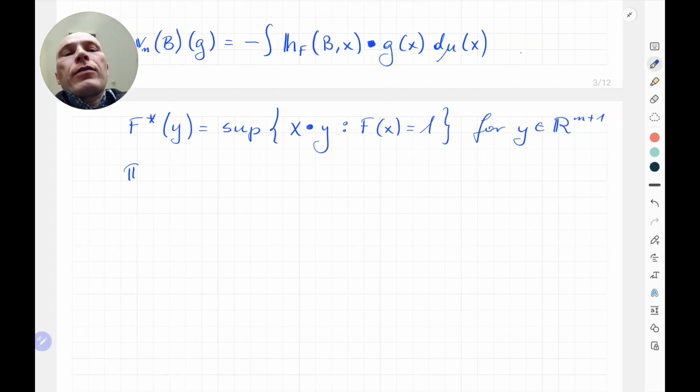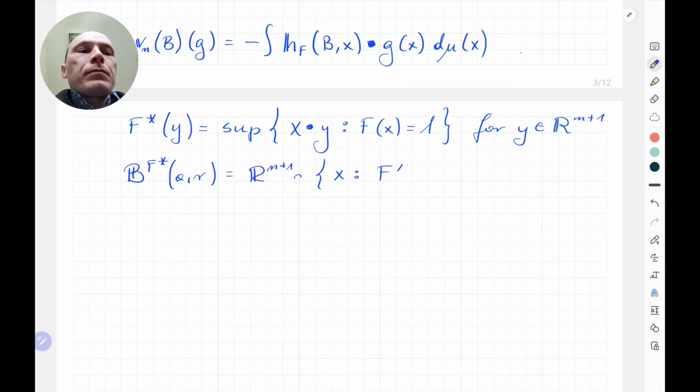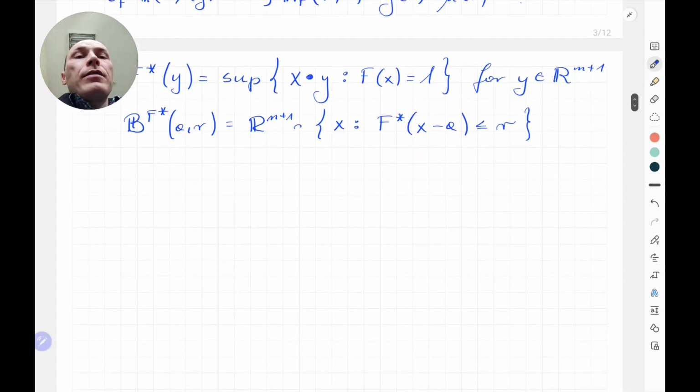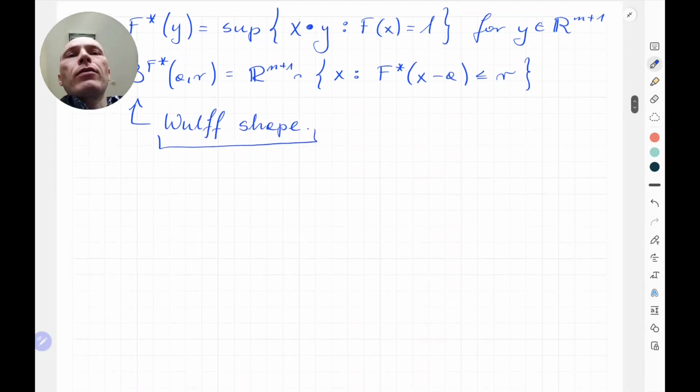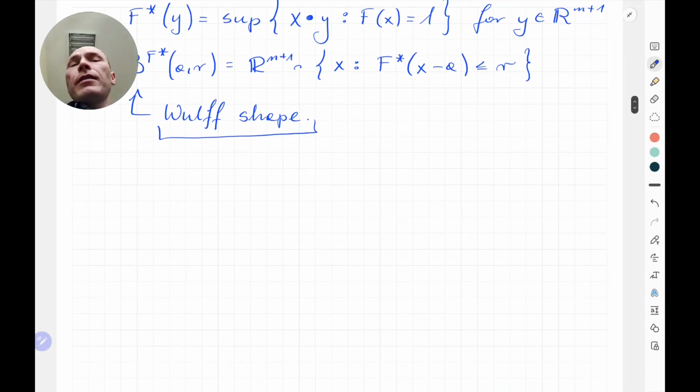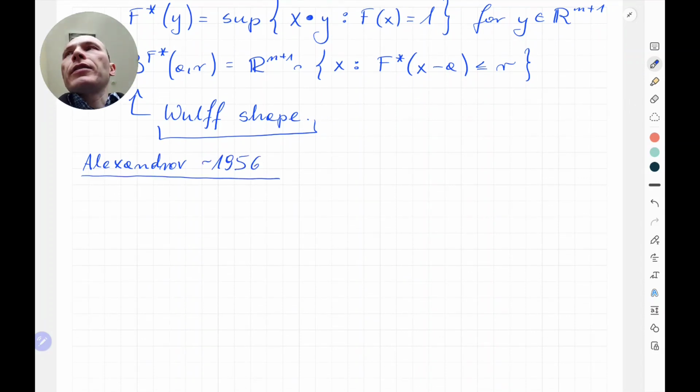And there is, of course, the ball. The F star ball, centered at A and radius r, is defined this way. Okay? And this is called the Wulff shape. The Wulff shape. Having all that, we are now ready to state the Alexandrov theorem. Well, around 1956.